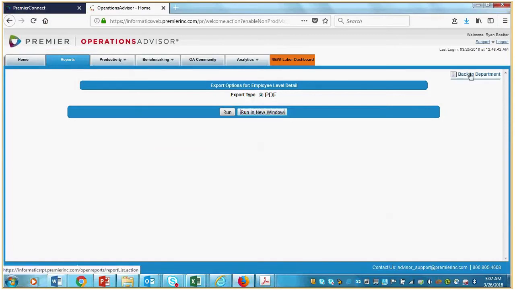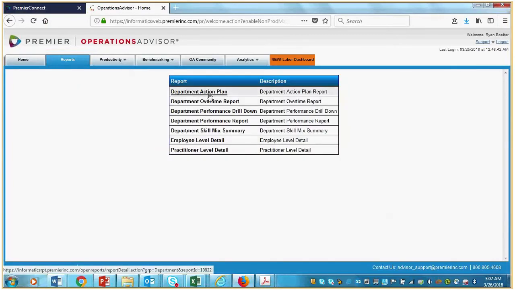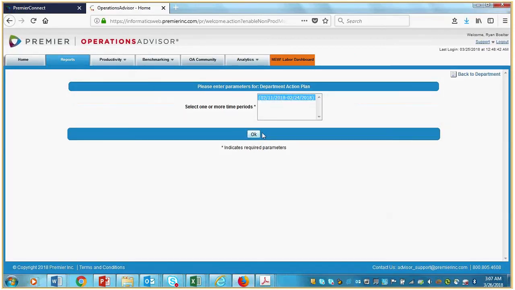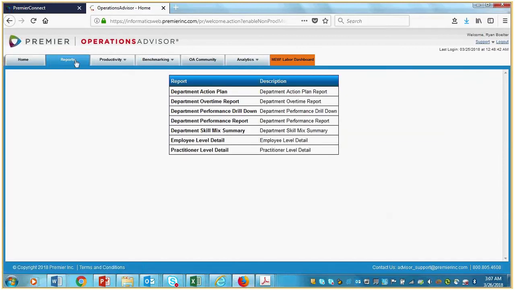I can go back to the department list and run any one of these reports. If I wanted to run an action plan report for a prior period, I could certainly do that here and select that time period and run it. So all of these prompts basically are pretty straightforward.